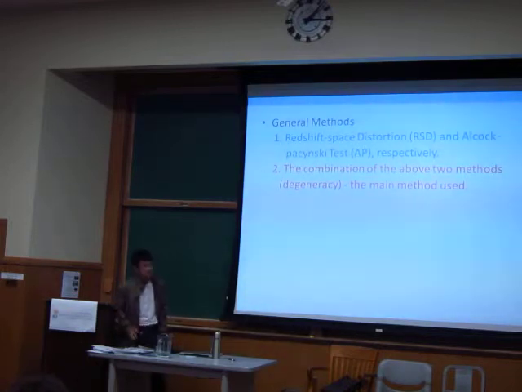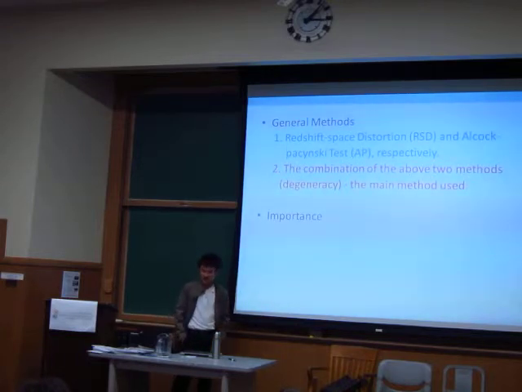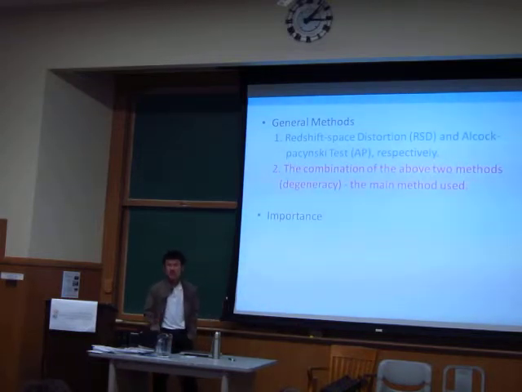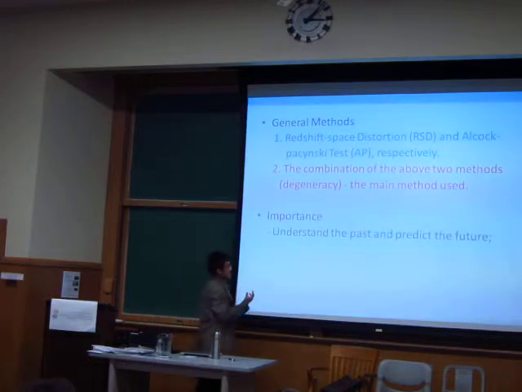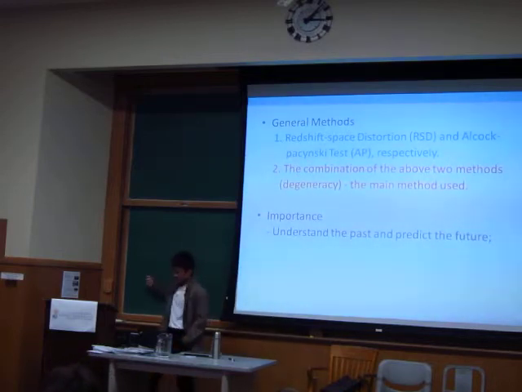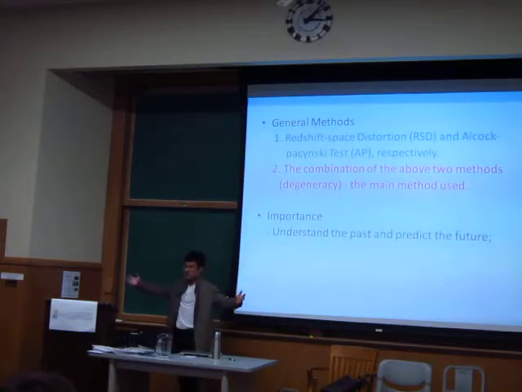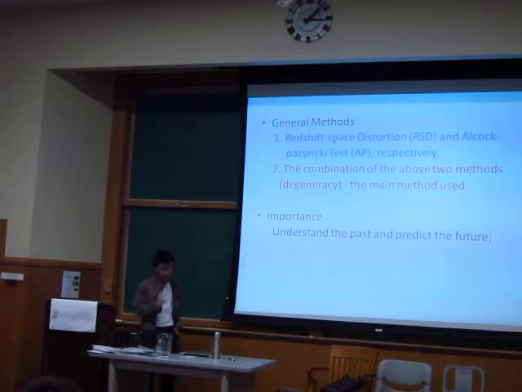Okay, I'm going to talk about this method later, but first, why is it important to study dark energy? Why is it important to know exact values of dark energy parameters? Because we can understand the past and predict the future. Think about it, if we have the exact values of dark energy, then we can know whether the universe will continue to expand forever, or there will be a big crunch where the universe will collapse someday. Okay, so that's one of the points.